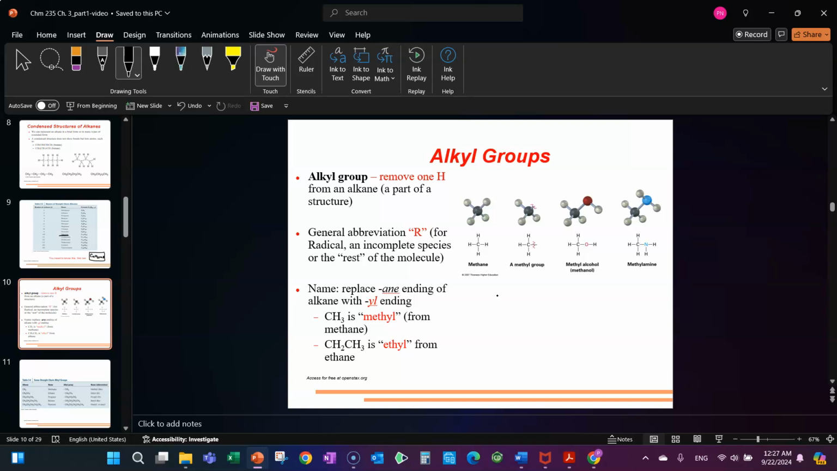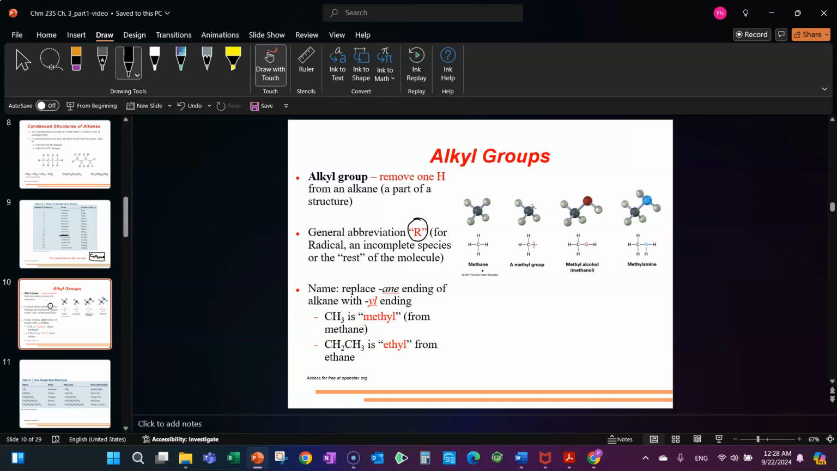Another important part you should know is what an alkyl group is. When we have a straight chain, anything that is attached to the chain, which we call substituents, is generally an alkyl group. So what is an alkyl group? If you remove one hydrogen atom from an alkane, whatever is the remaining structure is an alkyl group. We represent the alkyl group by R, and the name is derived from the parent's name.